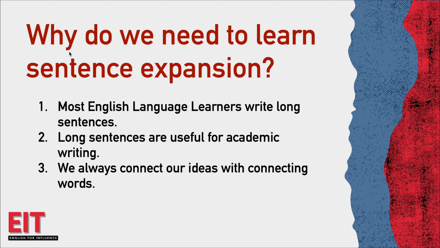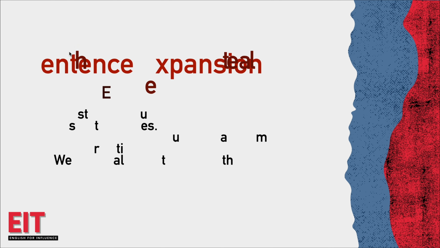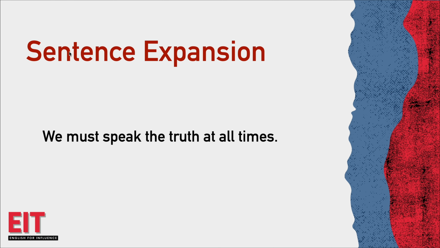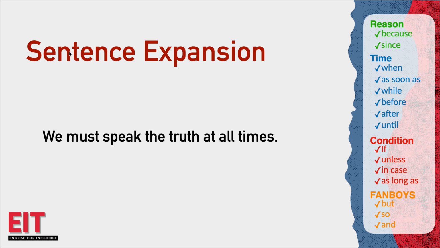Okay, enough introduction. Let's try expanding a simple sentence. So, this is the sentence that we will be working on throughout this whole video lesson. We must speak the truth at all times. So, in expanding this sentence, we have some options. We can add a reason, time reference, or condition. For these, we will have to use subordinating conjunctions. And I know you're familiar with them. And we can also add coordinating conjunctions, fanboys. So throughout the lesson, I'll just refer to them as fanboys, okay? Because that will be easier.